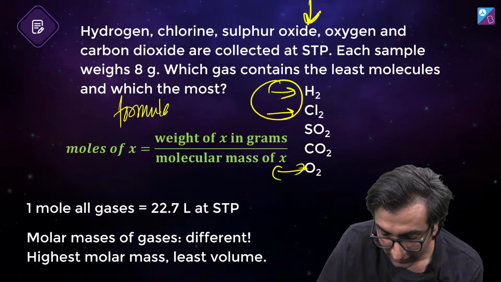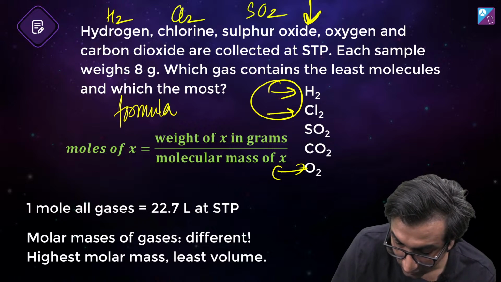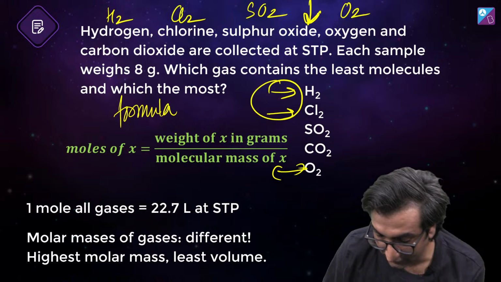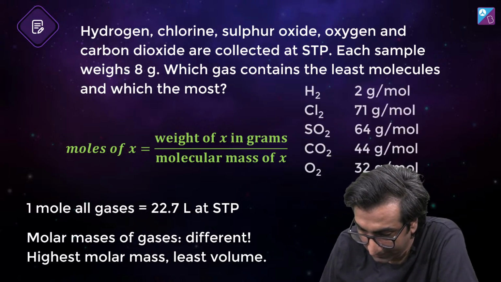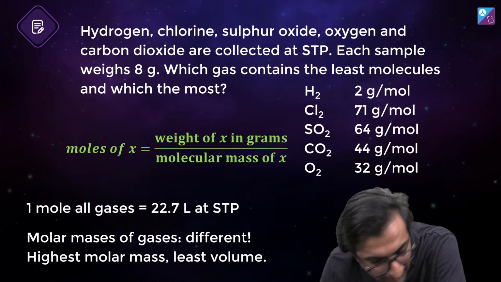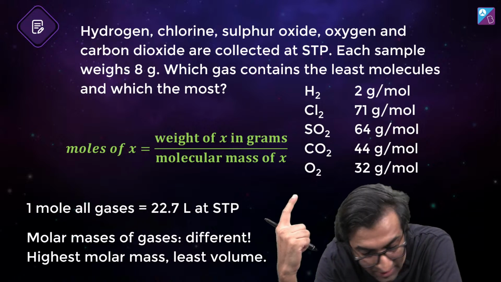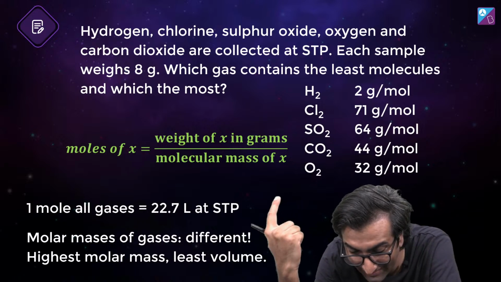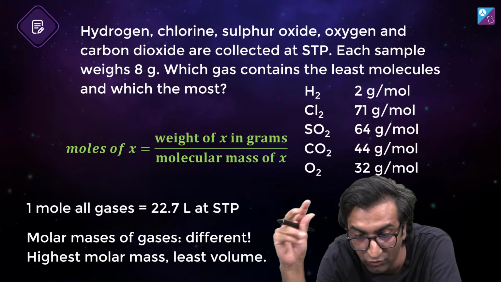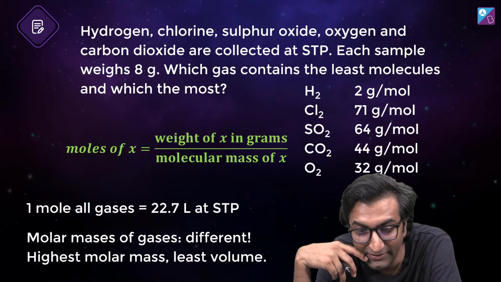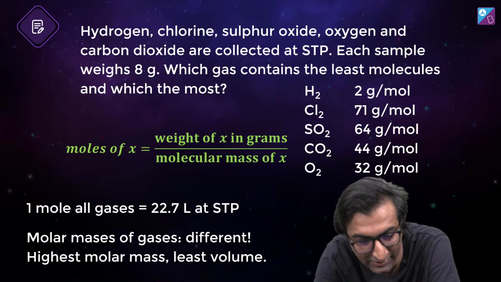So by now, as soon as you see this, you write this down. Only if you write that down, you'll be able to solve this. Let's write down all the masses now. Look at the molar masses of all of them, just behind and above my head. Pun intended. H2 is 2 gram per mole, Cl2 is 71 gram per mole, SO2 is 64 gram per mole, CO2 is 44 gram per mole, O2 is 32 gram per mole. XYZ, you tell the answer, what do I have to explain in this? Everything is written on my screen.